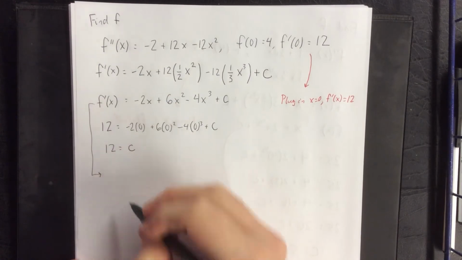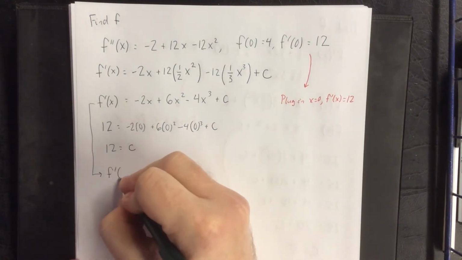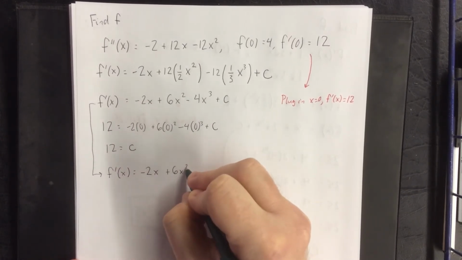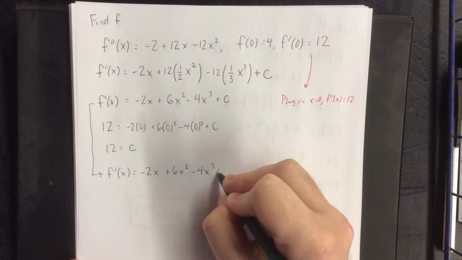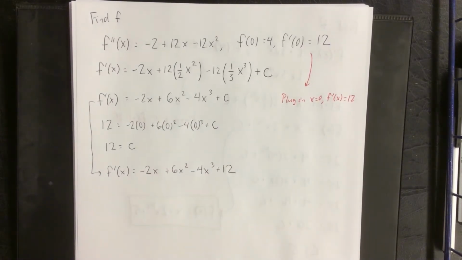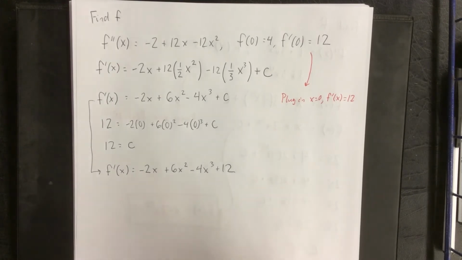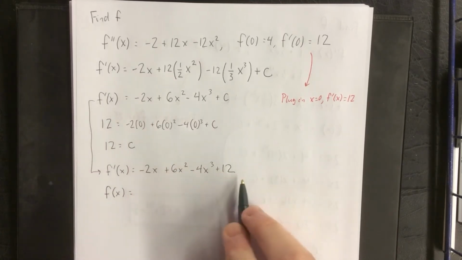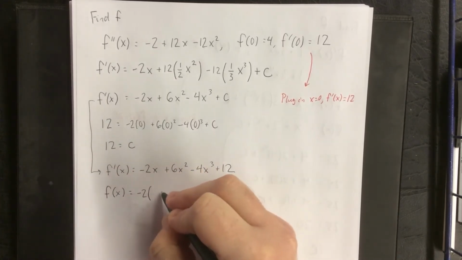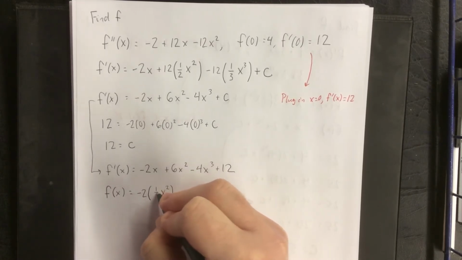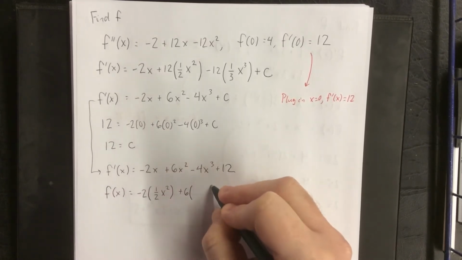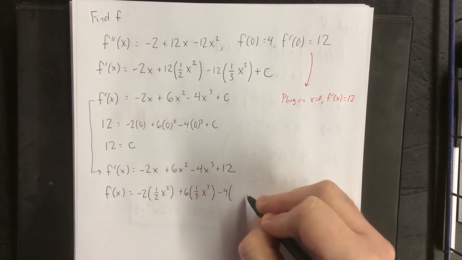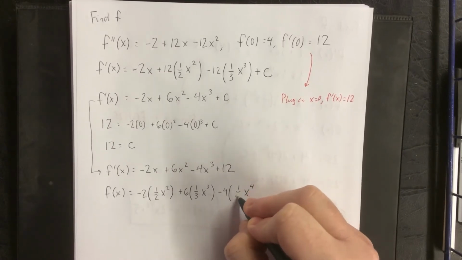So recopying down what f prime is equal to, we can now plug in our plus c. So this will be negative 2x plus 6x squared minus 4x cubed plus 12. That is now our first derivative. If I take another antiderivative, I will be back to the original function f of x. So, anti-differentiating all of these terms, for x, we apply the power rule. Power goes up by 1, divide by the new power. For x squared, power goes up by 1, divide by the new power. And for x to the third, power goes up by 1, divide by the new power.